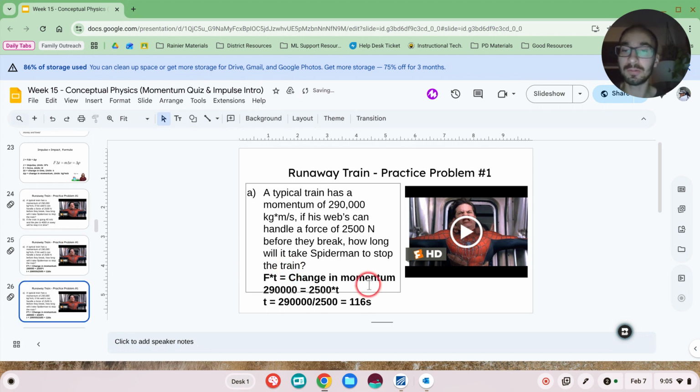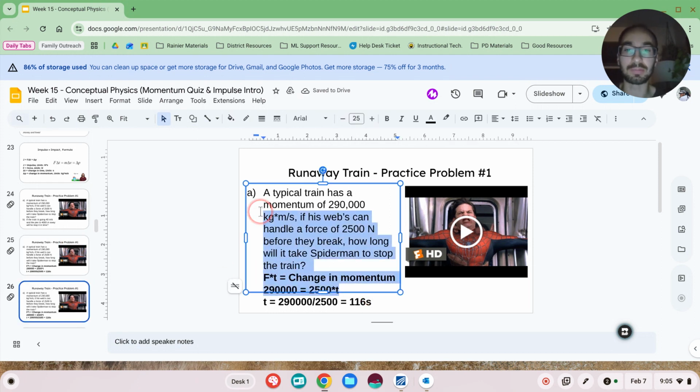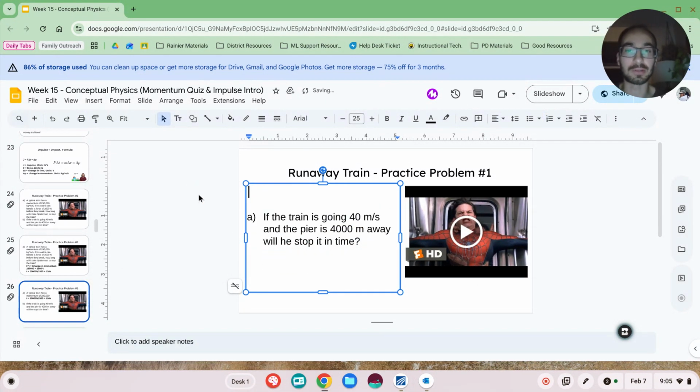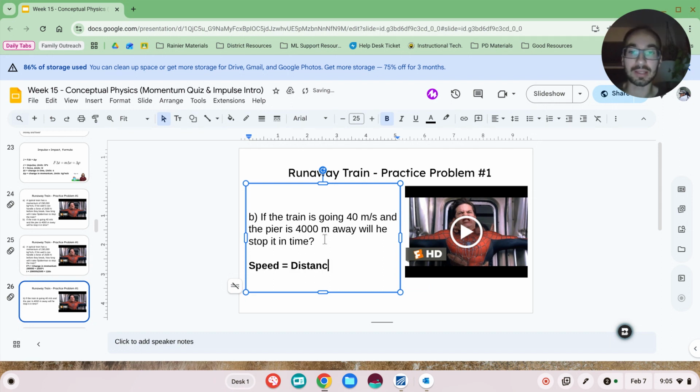Well, how long will it take the train to get to the pier if the train is going 40 meters per second? For this one, we'll need an old formula. There are a couple ways to solve it. The way I did is speed is distance divided by time. The speed is 40 meters per second. The distance is 4,000 divided by time, or t.